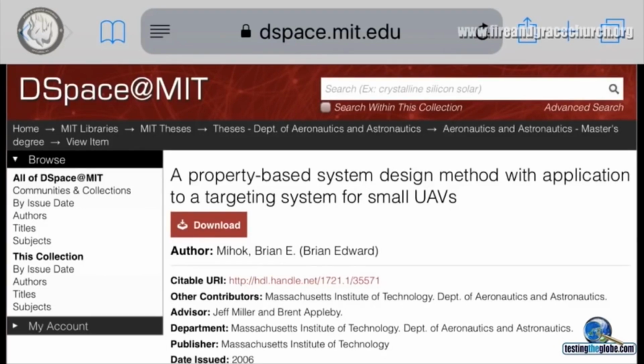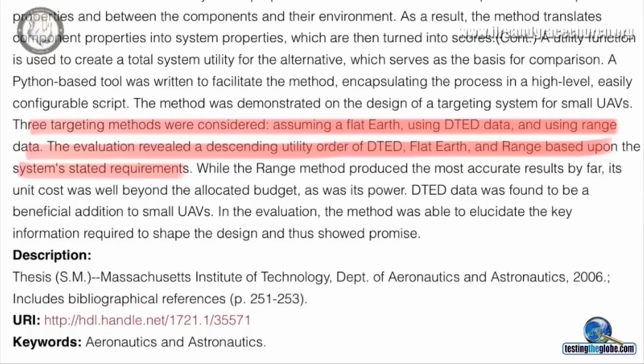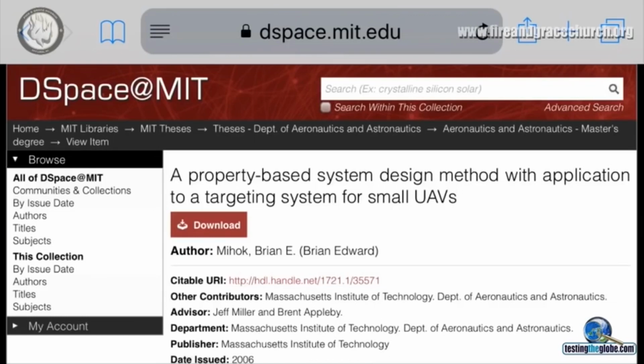Here's MIT, Massachusetts Institute of Technology, the top technical school in the country, dspace.mit.edu. And then in the description, it says 3 targeting methods were considered assuming a flat earth. Whoa. Why would an MIT professor, PhD, assume the earth is flat? Mind-blowing. Just wanted you to see MIT and other doctoral candidates and PhDs saying it's flat and it's not moving. That's what the Bible said. It's flat, it's not moving. If I say it, I'm crazy. But these guys can say it, and their papers get passed around among the elite, and a lot of them classified. Yes, and many of them do have Nobel Prizes, and sometimes they get classified and then declassified.